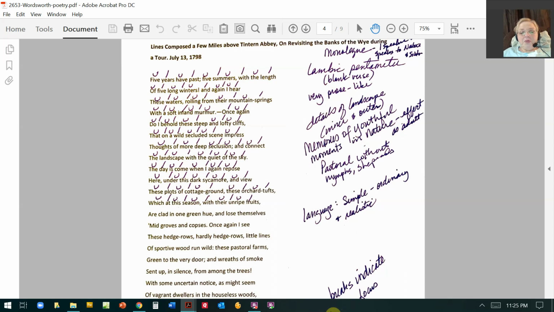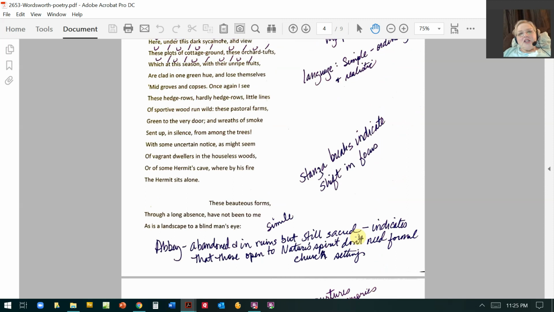There are breaks, we have stanza breaks. They indicate a shift in focus of the poem, right? We do see simile, we see metaphor and all that. Not a whole lot. You'd think with a poem this long there would be, but there really isn't. There's just a lot of descriptive language about what he's seeing.